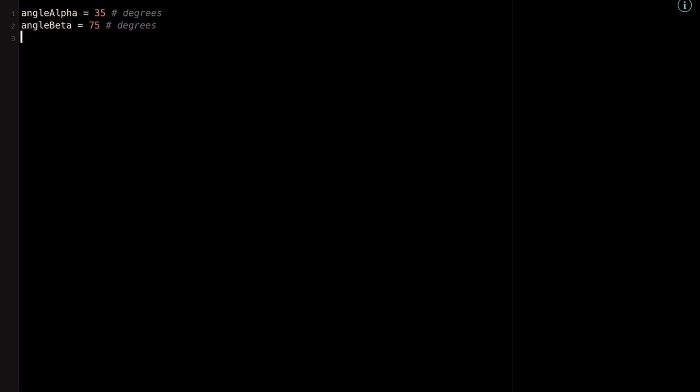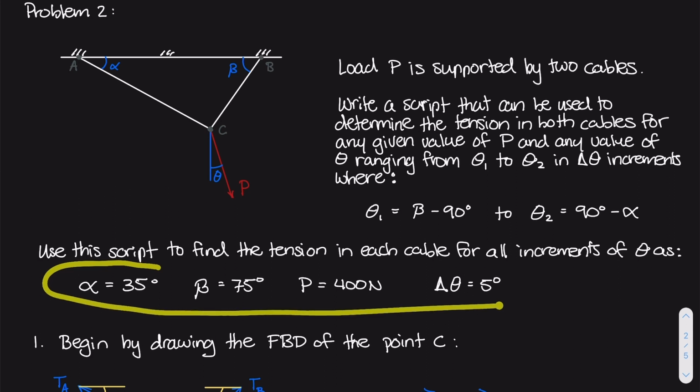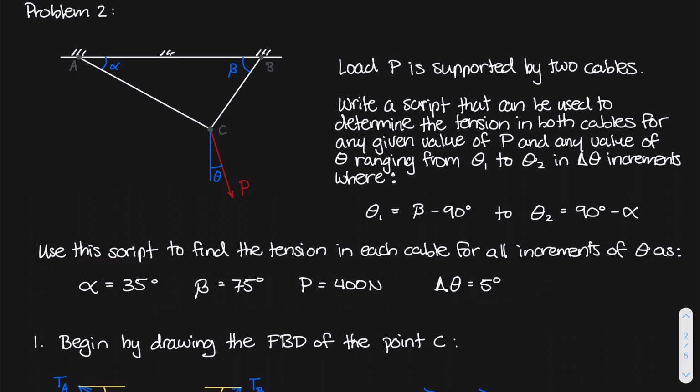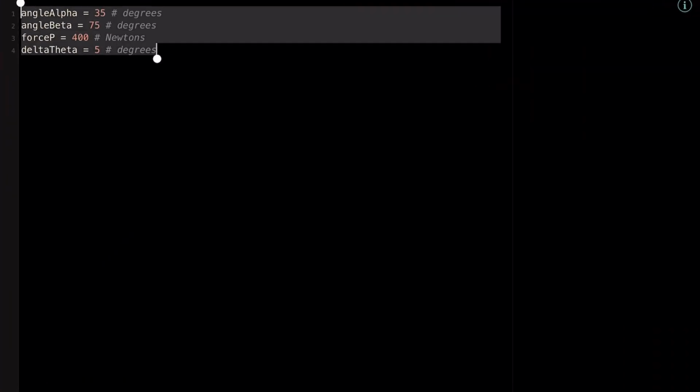Now we also need a variable for our P load, so I'm going to call that force P, with a value of 400 newtons. And finally our delta theta, how much we're going to increment theta by, equal to 5 degrees. Looking at the problem, those values come from what was given in the problem statement: 35, 75, 400, and then 5 degrees. That is what I have written out here.